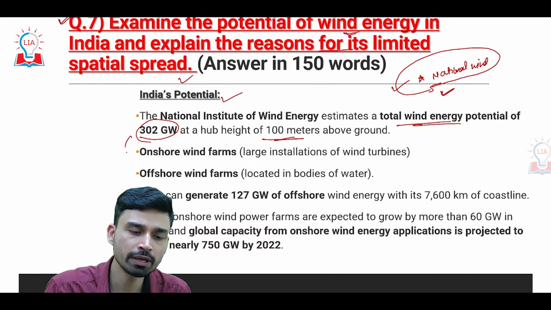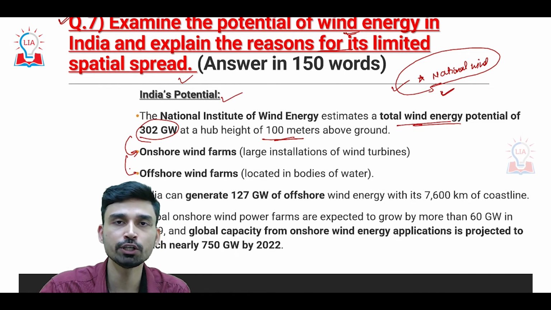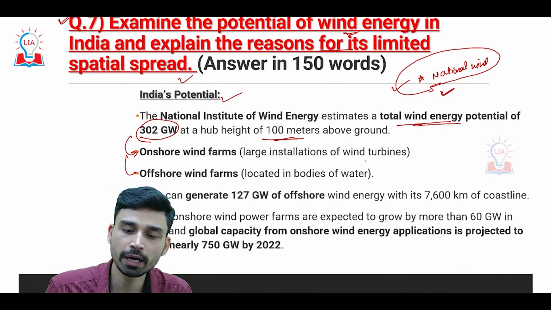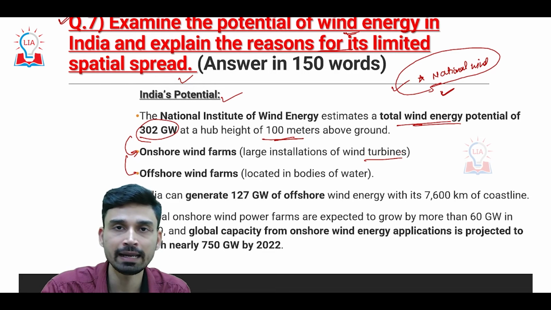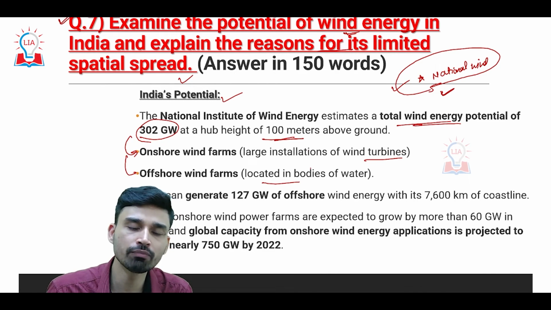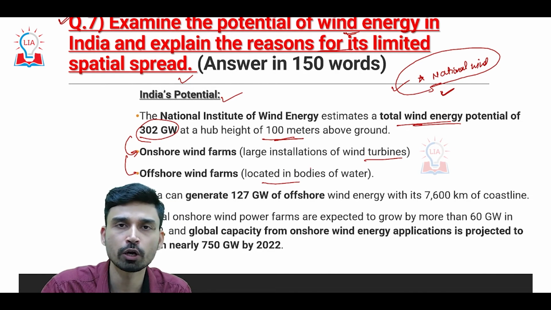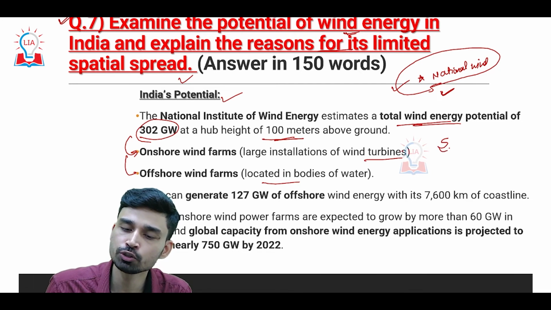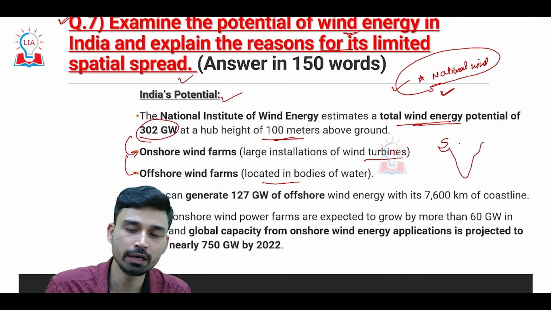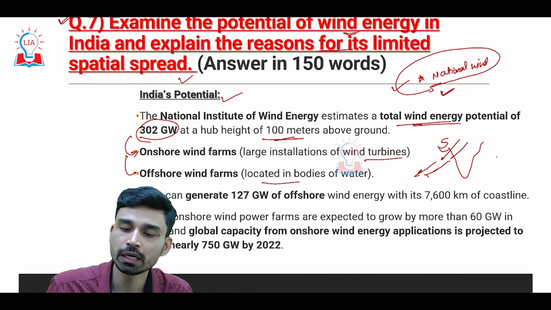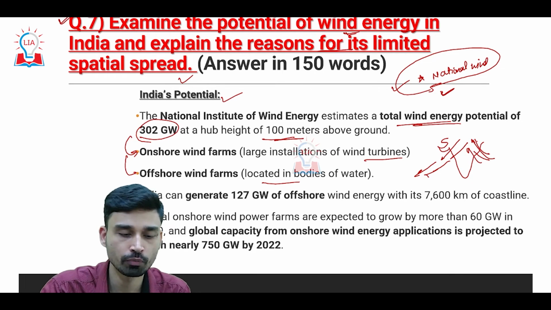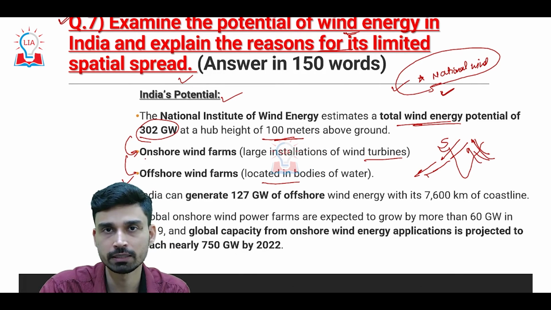Then overall, we can have two types of generation of wind energy. One is onshore wind farms that are located on land areas, and the other is offshore wind farms that are located in shallow water bodies. Basically, onshore and offshore refers to the movement of wind. The wind that is moving from land to the sea is called offshore wind, while the wind moving from sea to land is called onshore wind. So depending on that, we have two types of wind energy plants.